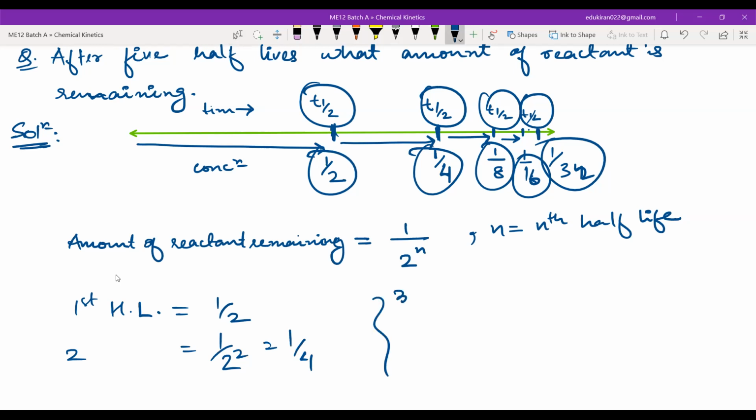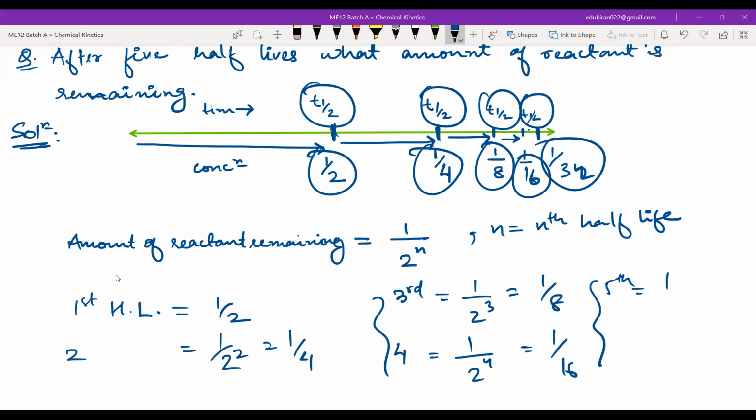Now, for the third one, the amount remaining is how much? 1/2 to the power 3, which is equal to 1/8. For the fourth one, you have 1/2 to the power 4. 2 to the 4, 4 is 16, 1/16. For the fifth one, you have 1/2 to the power 5, which is equal to 1/32. Okay. So either you can draw this or you can remember this formula, okay? That the amount of remaining reactant is equal to 1/2 to the power n. N is the nth half-life.